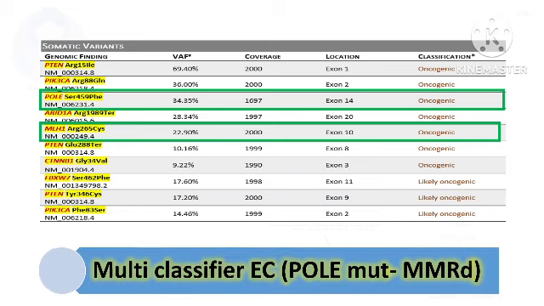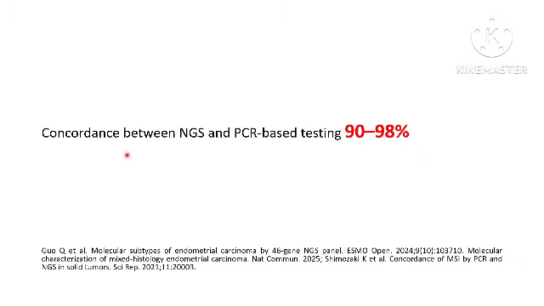So again, with the presence of more than one molecular classifier, it should be designated as multi-classifier endometrial cancer or dual classifier endometrial cancer, POLE-mutant MMRD type. Here the tumor was microsatellite stable on PCR, but there was a mutation picked up by NGS. So one has to remember the pros and cons of each assay, technical sensitivity, limitations, etc.